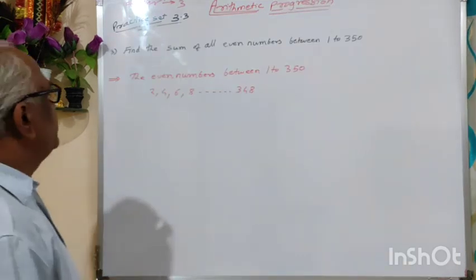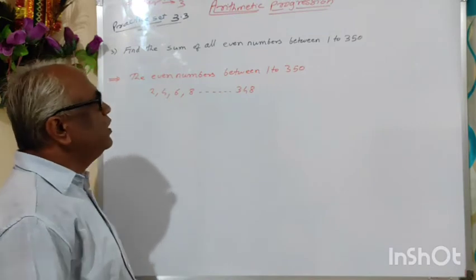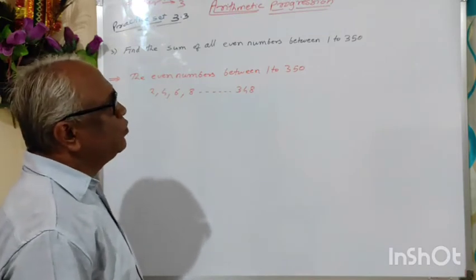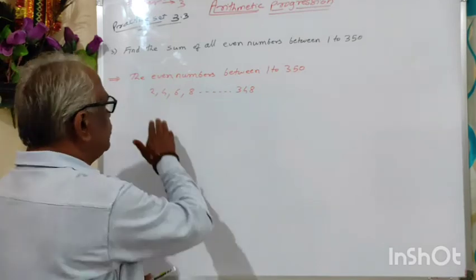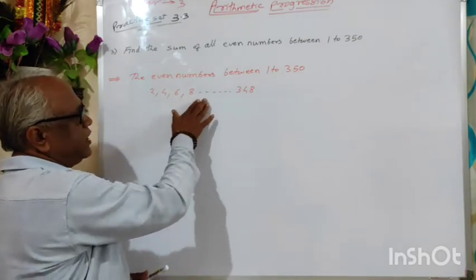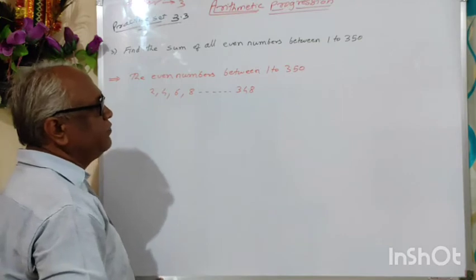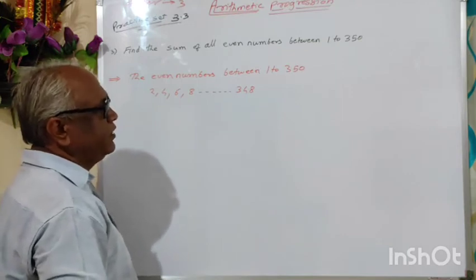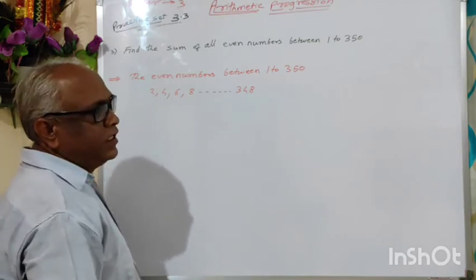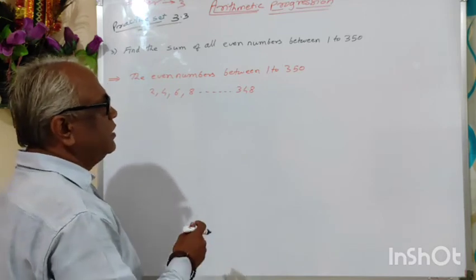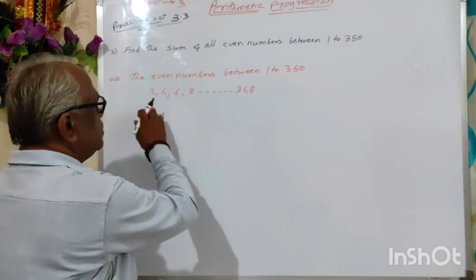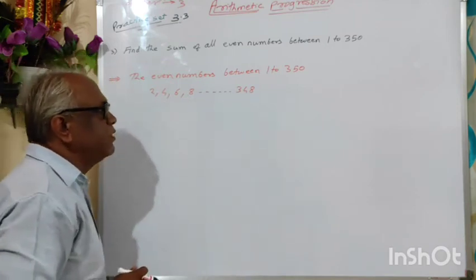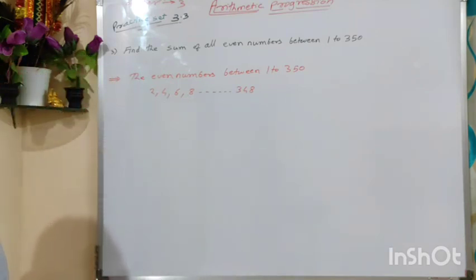Now third example: find the sum of all even numbers between 1 to 350. The even numbers between 1 to 350 are 2, 4, 6, 8, and so on up to 348. 349 is an odd number, and we want the numbers between 1 to 350. So these are the even numbers from 1 to 350.